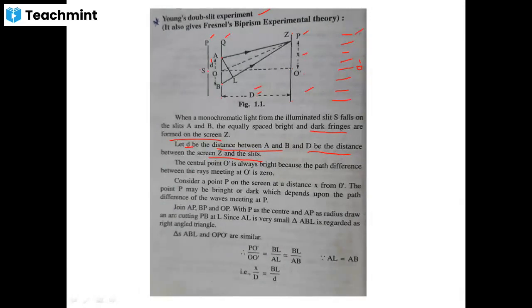Right. Then the central point O dash is always bright because the path difference between the rays meeting at O dash is 0. So what we are saying is that this central band is always going to be a bright band, because if you take a wave from here to here, and one more wave from here to here, the phase difference between the two waves is always 0.